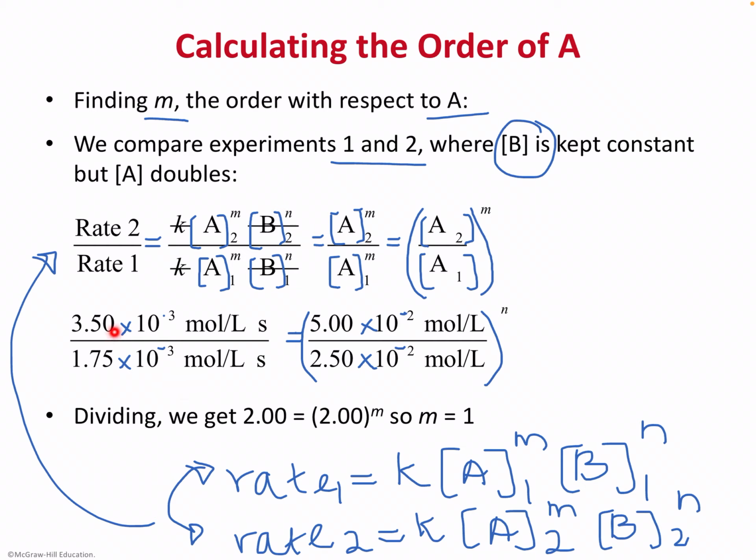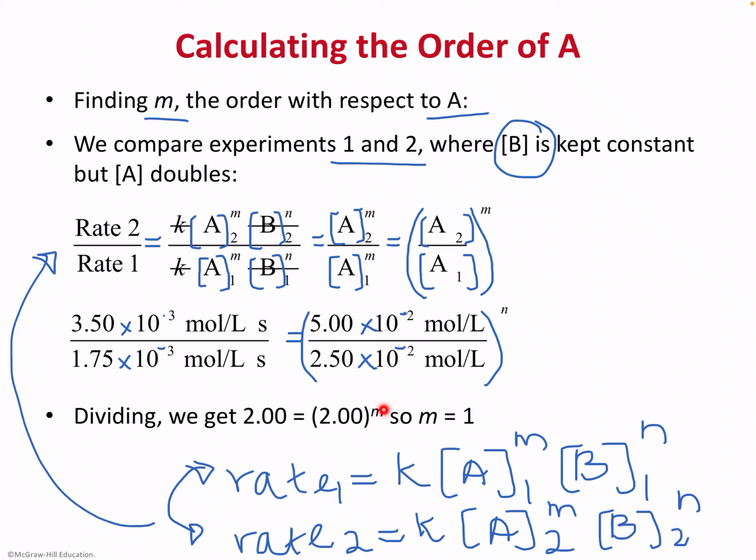And then we do the calculation. 3.5 over 1.75, when you divide it, it would be 2. From this side also, 5 over 2.5, 2 raised to the power m.